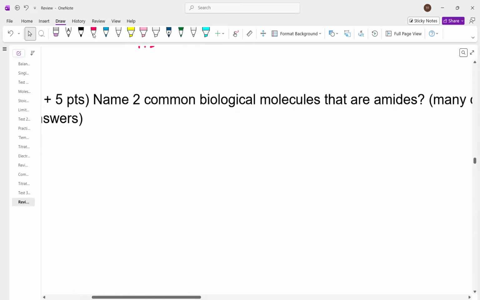Name two common biological molecules that are amides. Name any protein. Anything shorter than a protein is also, like insulin is a polypeptide. Could have named that. Any of those that have amides or peptide bonds in it. And there's lots of them. You don't have to draw the structure, you just have to name it. You could name globular protein, fibrous protein. I mean, any of those work fine.